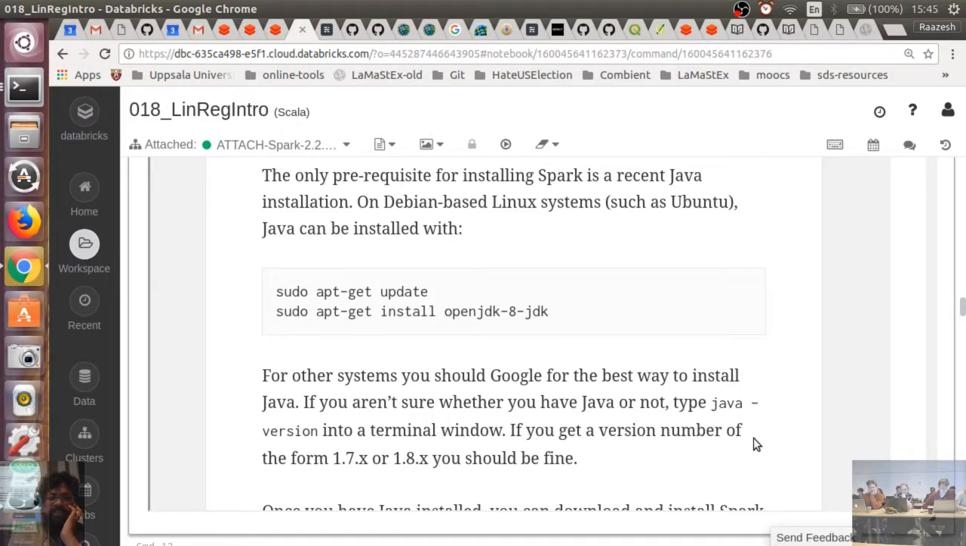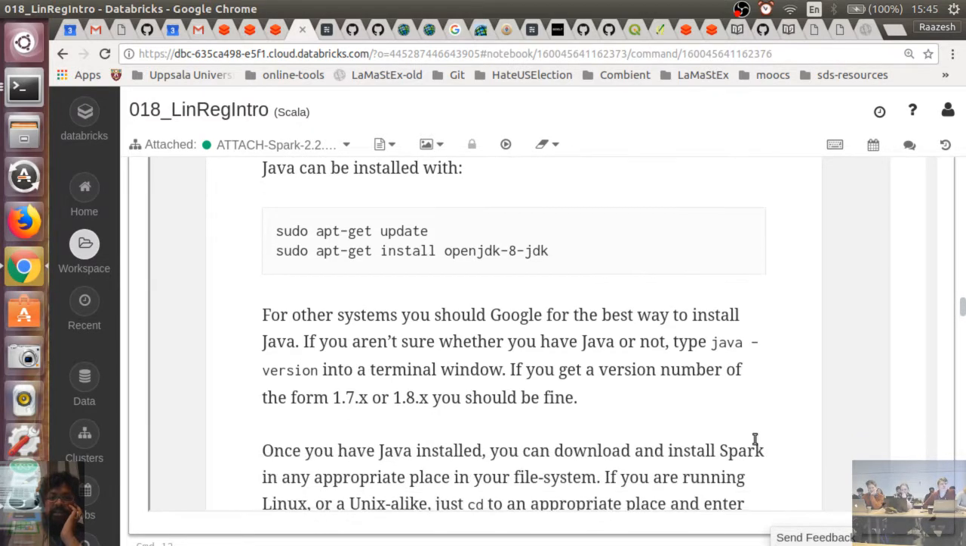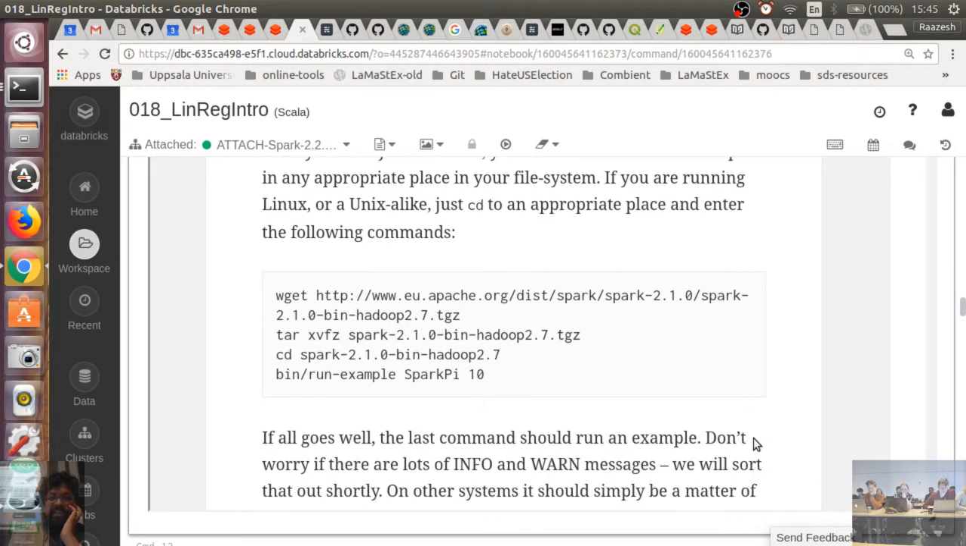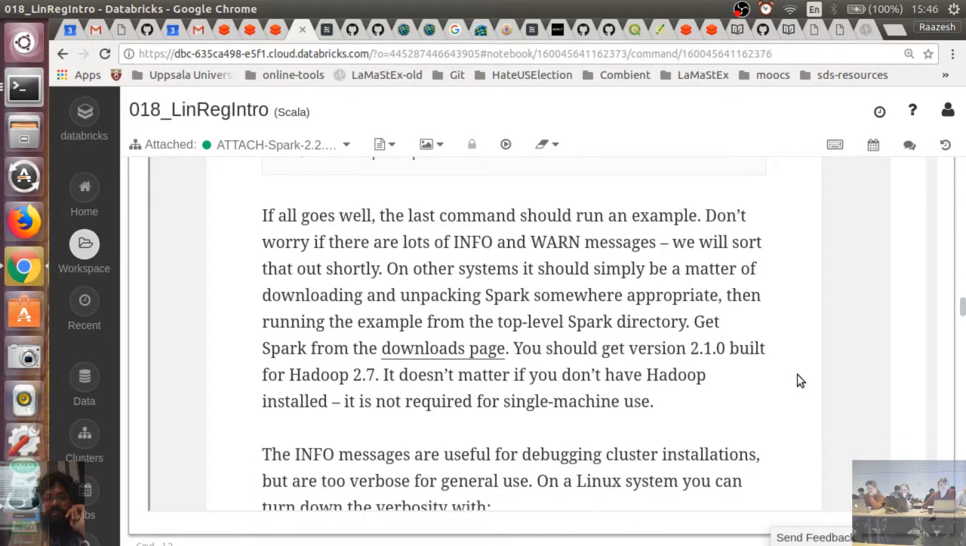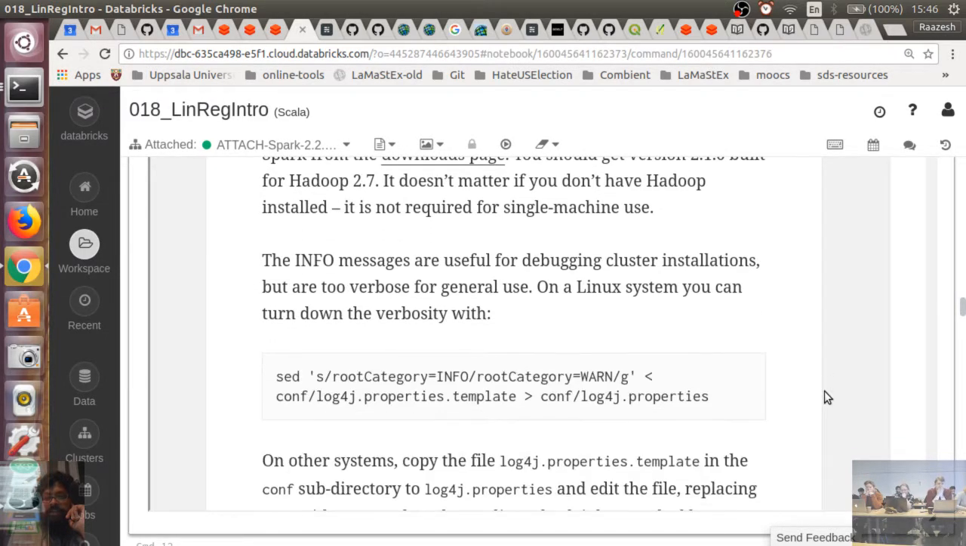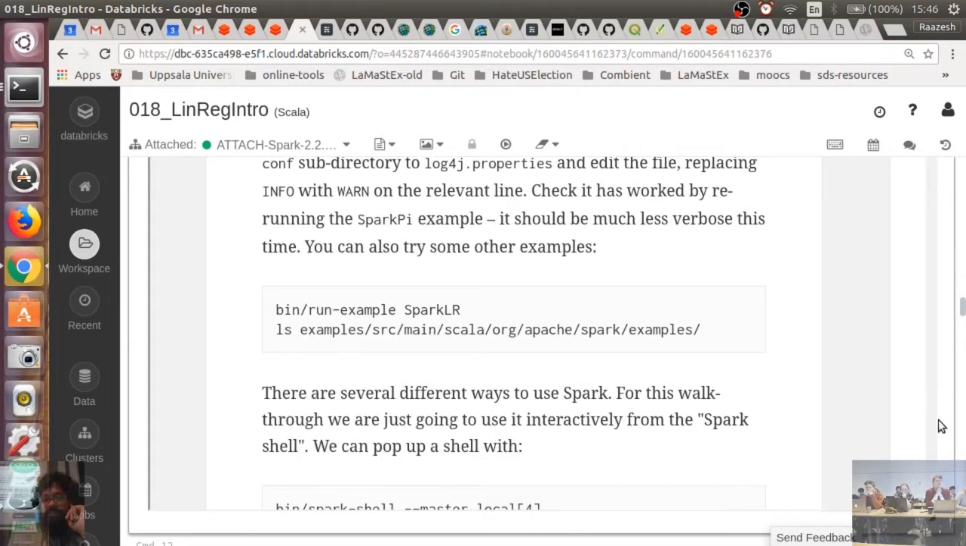He's on some kind of Debian-based system. You have to install the JDK, and then he's getting Spark 2.1. This is basically what I showed you. Once you download this tarball, you extract it with tar, and it produces a directory that you can cd into. He's running Spark Pi. You can run Spark Shell, like bin Spark Shell, and you'll be thrown into Scala. I think his tutorial is nice, but let's do it in Databricks directly.